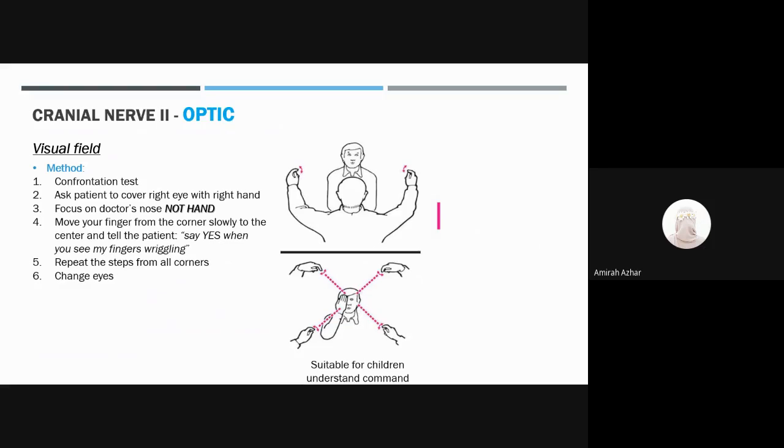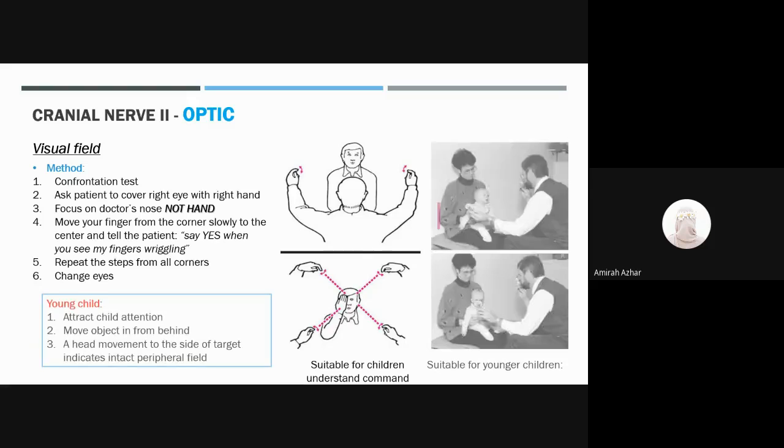For the next assessment is visual field. In this visual field, similar, there are 2 pictures. There will be 2 pictures for those who can understand command and those younger children. I will explain first those who can understand command, such as more than 2 years old.